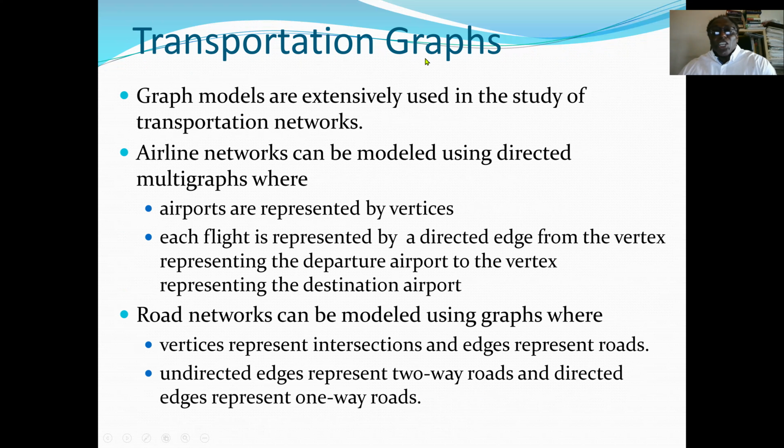We also have a transportation graph. Here we say graph models are extensively used in the study of transportation networks. An airline network can be modeled using directed multigraphs, where the airports represent the vertices, because that's the location. Then each flight to another location will be an edge. From the departure to the destination airport will be the two vertices. Road networks can also be modeled using graphs, where the vertices represent the intersections and the edges represent the roads.